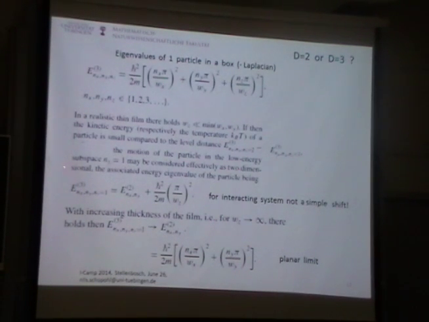The motion of the particle in the low energy subspace nz equal to 1 may be considered effectively as two-dimensional. And the energy eigenvalue of the particle is then a two-dimensional type of kinetic energy plus this shift, corresponding just to the lowest one. If I had just non-interacting particles, it would clearly be enough to look at a two-dimensional problem. If I have interactions, it would not be enough, and I would always be required to look at the three-dimensional problem. So the planar limit is rather the case where my system is going to fit.